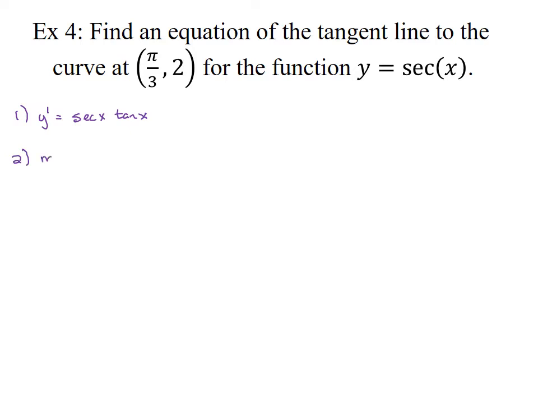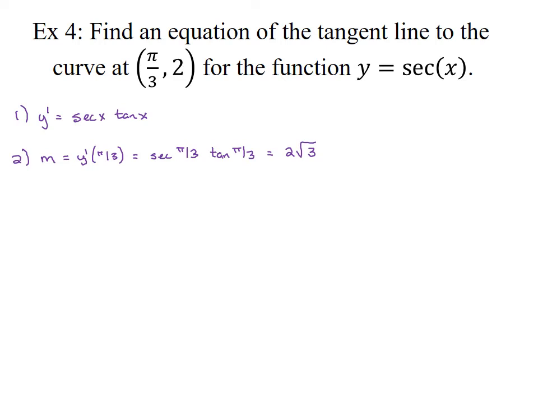Step number 2, to find the slope of the tangent line, you need to plug in your x value, which in this case is pi over 3, and evaluate the slope of the tangent line. So that's going to end up being the secant of pi over 3 times the tangent of pi over 3. So hopefully you've been learning your trig values, because from here on out, I'm going to tell you what the values are, and your job is to know where they're coming from. Secant of pi over 3 is 2. Tangent of pi over 3 is root 3. So that is your slope of your tangent line.